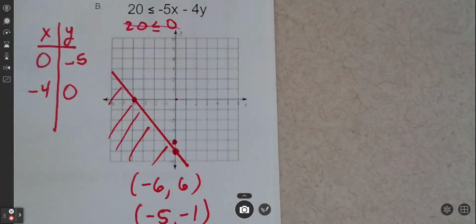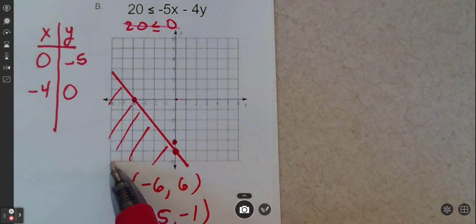What are we going to do if the graph goes through 0, 0? Meaning we won't be able to test that point. Pick another point. And if that point's on the right side, then it's good. Okay? We could have picked any point over here. We could have picked that point.